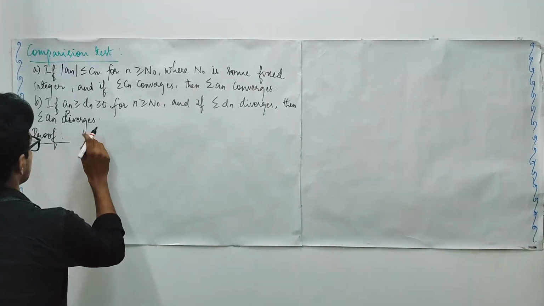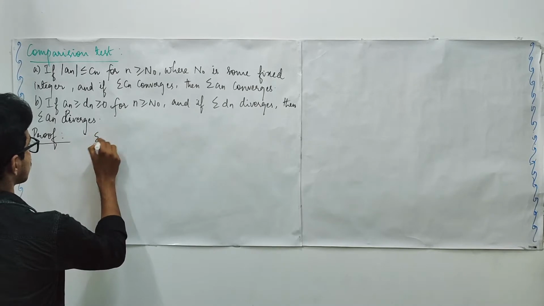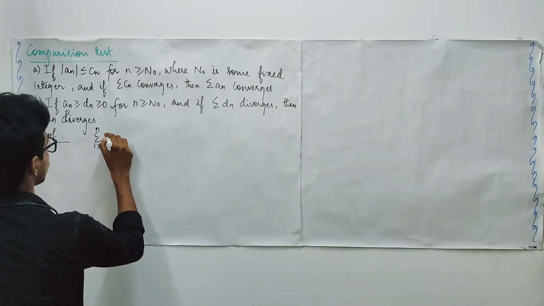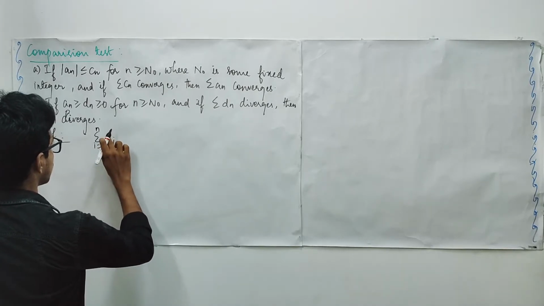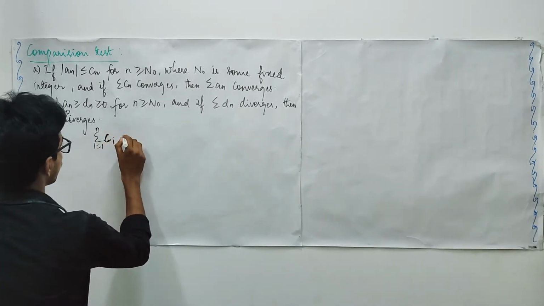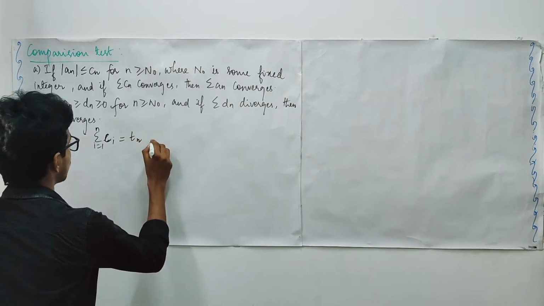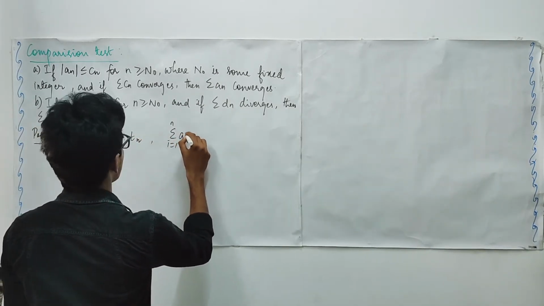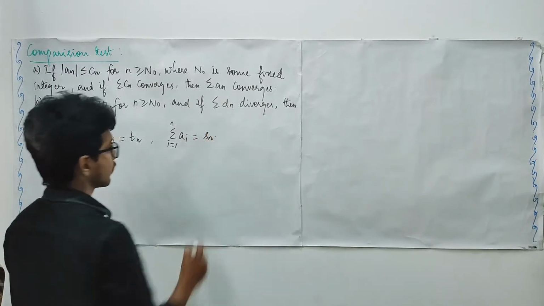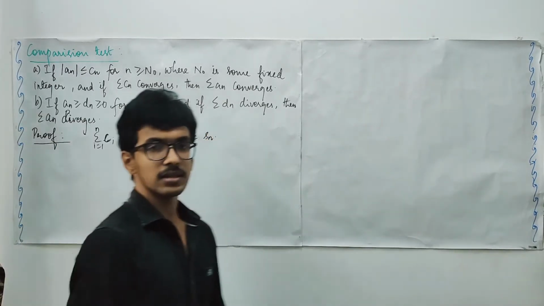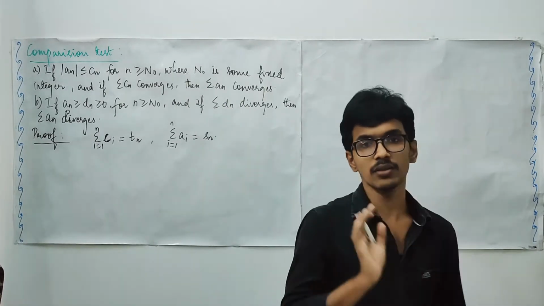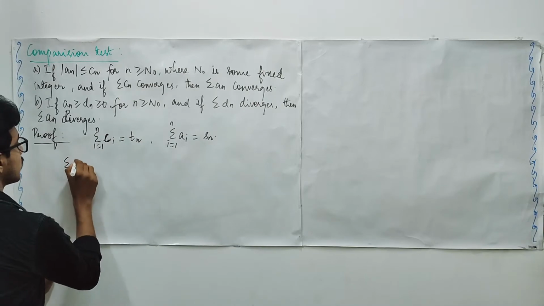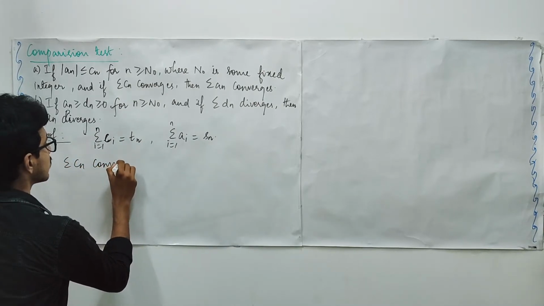Let us denote the summation, i runs from 1 to n. Here we are given c_i and a_i. So the sum of the c_i we may take as T_n. Similarly, the summation, i runs from 1 to n, of a_i, let us take it as S_n. By Cauchy's criterion for convergence of series, what do we have? Here we are given that summation c_n converges.